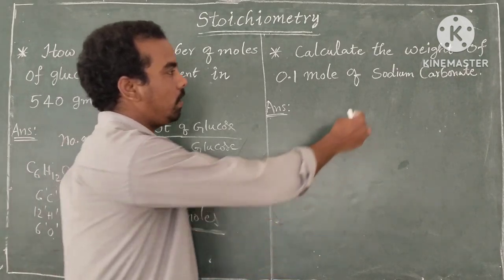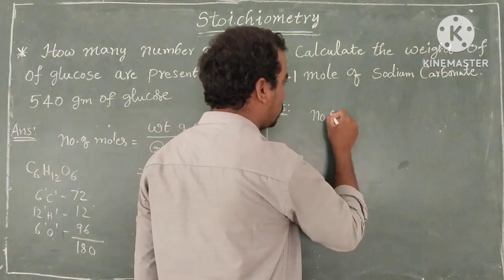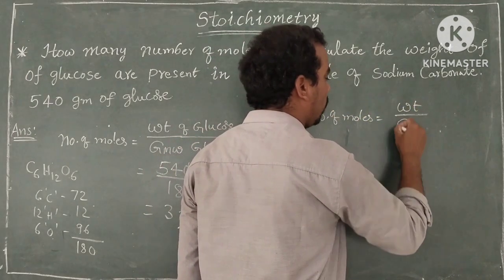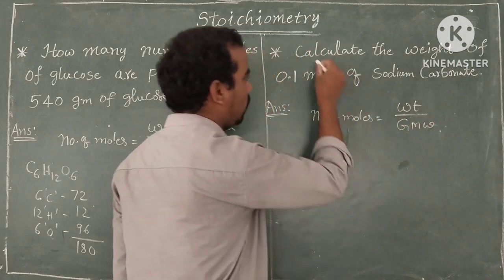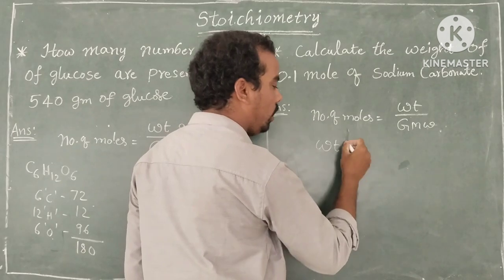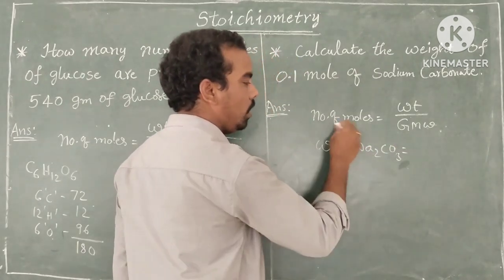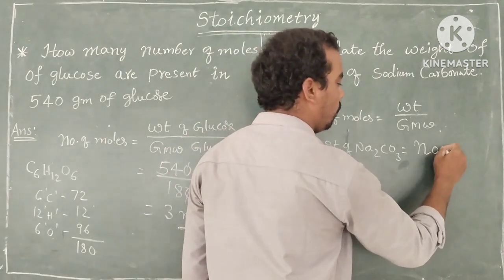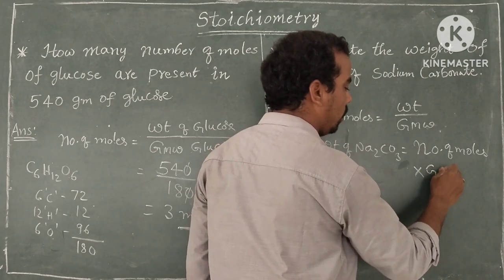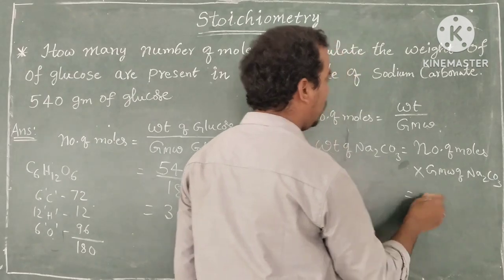Next one, calculate the weight of 0.1 mole of sodium carbonate. Again the same number of moles formula: number of moles is equal to weight by gram molecular weight. But the question is to calculate the weight. So what is the weight formula? Weight of Na2CO3, sodium carbonate, is equal to number of moles into gram molecular weight of Na2CO3.